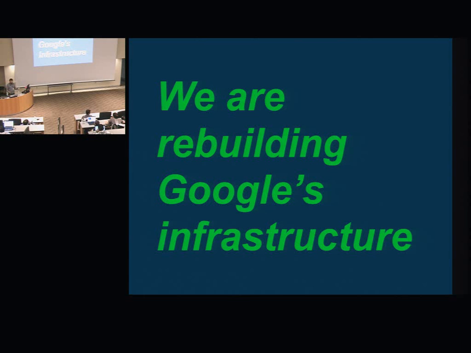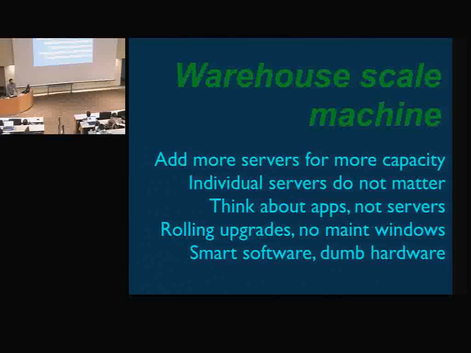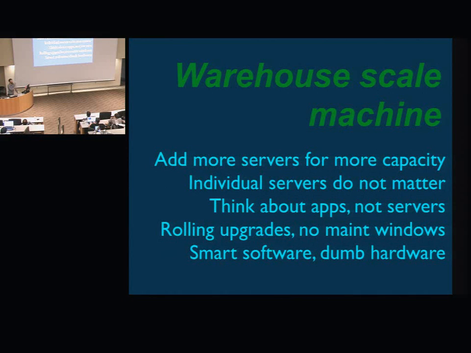And if you look at all of these components, what is this warehouse scale machine? You add more servers to get more capacity. Any individual server doesn't matter. Think about apps, not servers, rolling upgrades, no more maintenance windows, and really smart software with dumb hardware. And all these components, if you really think about it, are what we're building towards. If you read the warehouse scale machine paper, it has a lot about the actual mechanics of a data center, but the way you run your software on top of that data center follows all of these principles. And I believe that what's emerging right now is that at some point we're all going to have our own mini little Borg, our own little mini Google infrastructure.